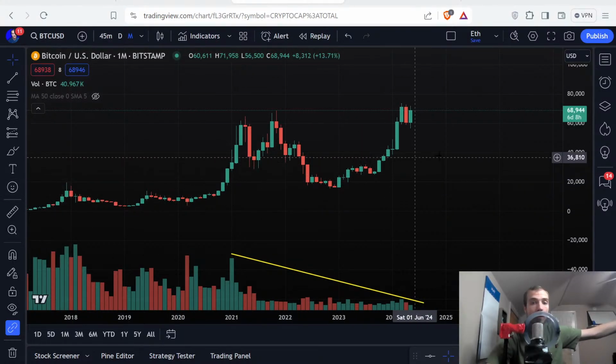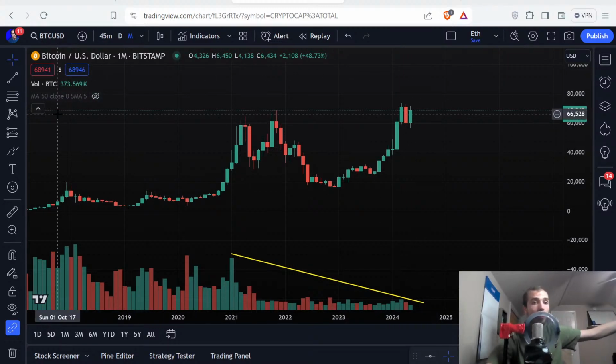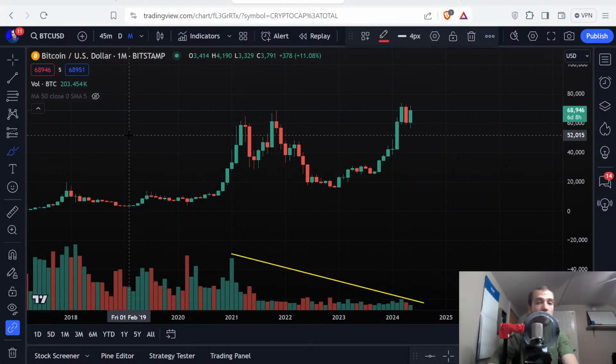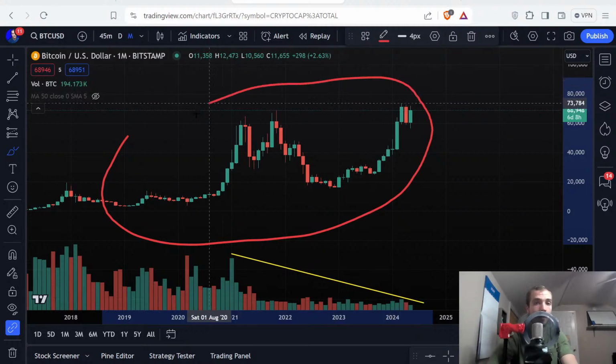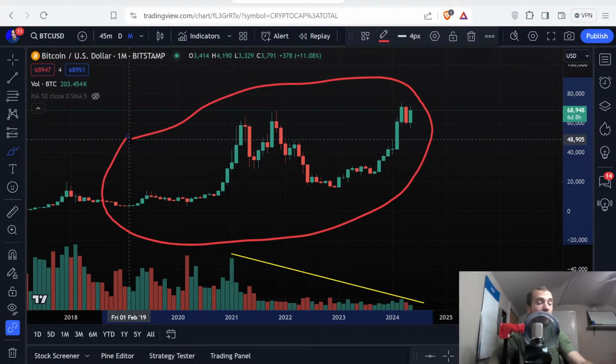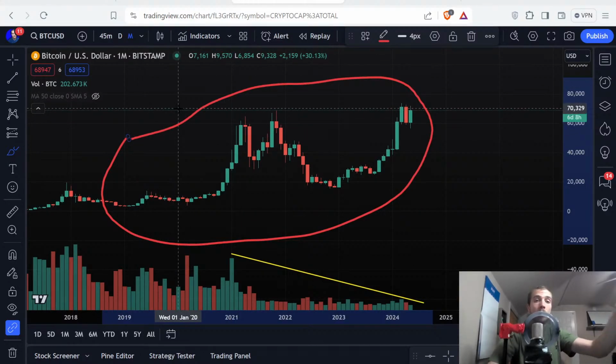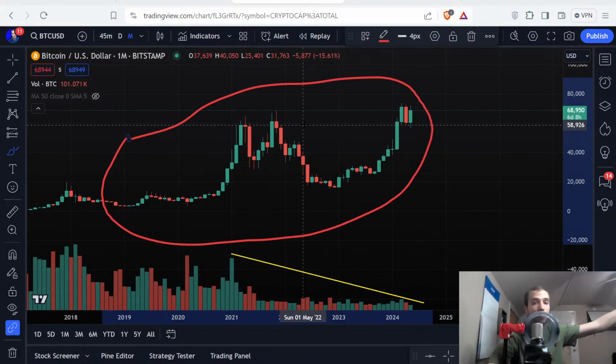So through this whole period where people think there isn't volume, there's actually been more volume through this period than there ever was historically, ever. But the value of Bitcoin is worth more, so more US dollars are getting traded. But yeah, you're not going to see 200,000 Bitcoin get traded in one candle.